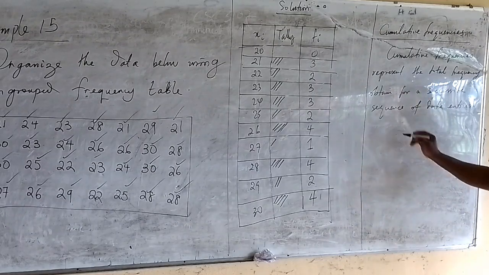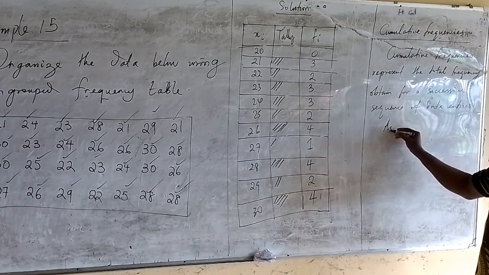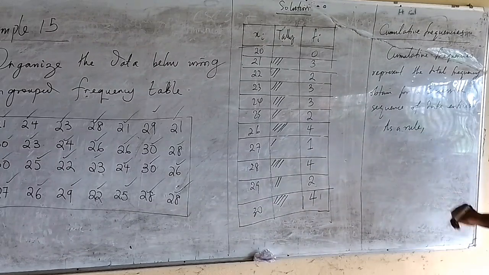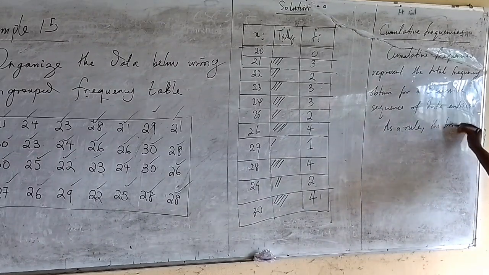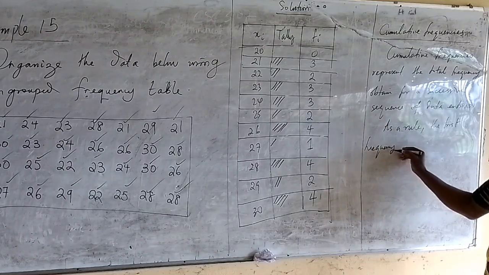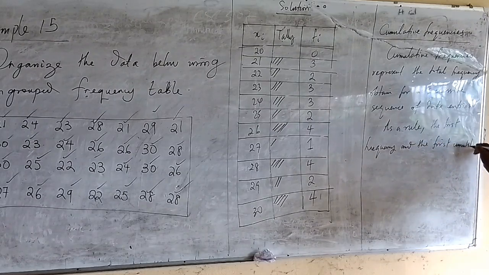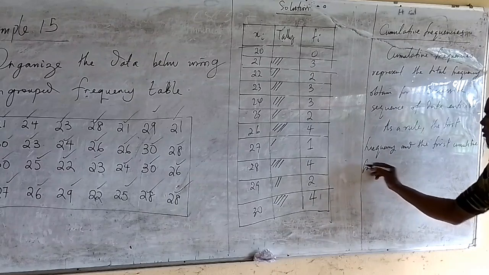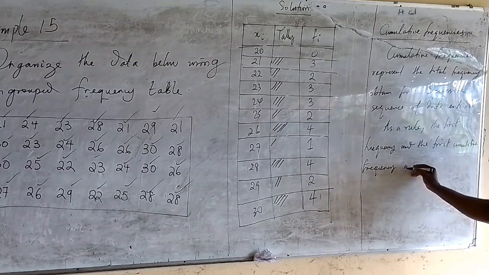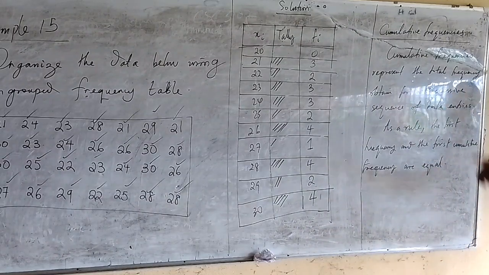Second point is that, as a rule, the first frequency and the first cumulative frequency are equal. Meaning that if I ask you what is the first cumulative frequency there, it will be 0 because the first frequency is what? 0. You understand me?